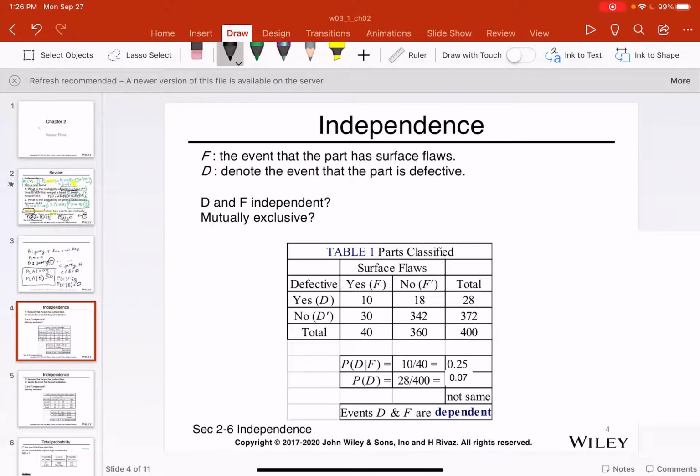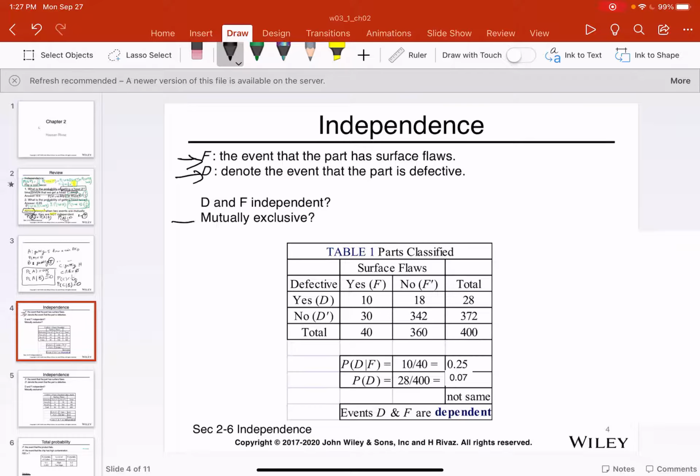Okay, so let's look at another case. With flipping coins, independence is quite intuitive. We know that they are independent intuitively, but 99% of the time, that's not the case. We have to prove independence. So let's look at this case. Here I denote a part having a surface flaw as F, and I denote the event that some part is defective as D.